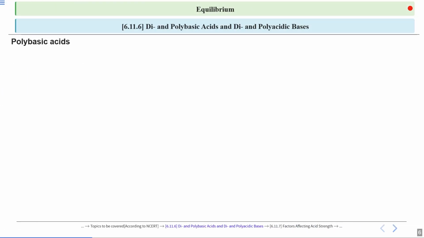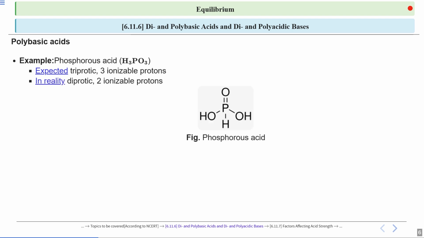Now we will try to understand this with the help of a specific example where the number of ionizable protons is less than the number of hydrogens in the structure. For that, we will take the example of phosphorus acid, whose formula is H3PO3. Now, what is your expectation? You would expect that it has 3 hydrogens, so it should be triprotic. Therefore, it must have 3 ionizable protons. But in reality, it is diprotic. It can only ionize two hydrogens.